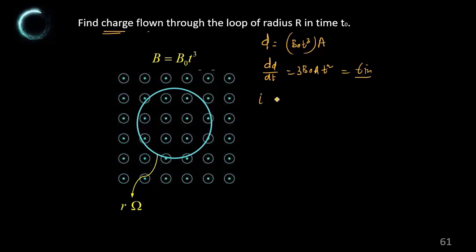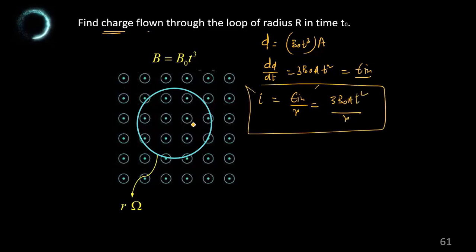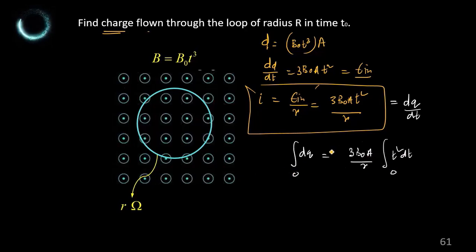So correspondingly, I current is how much? I is equal to epsilon induced divided by capital R, small r. That gives 3 B naught A T square by small r. That is the current that is flowing through the loop. So if the current is this one, what is the charge flowing? I should be equal to dq dt. So once you do the integration, that should be equal to 3 B naught A by R, integration of T square dt. At t equals 0, there is no charge flowing. At t equals t, what is the charge? That is the Q that you want to calculate.